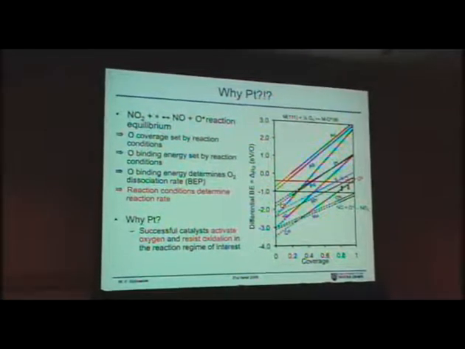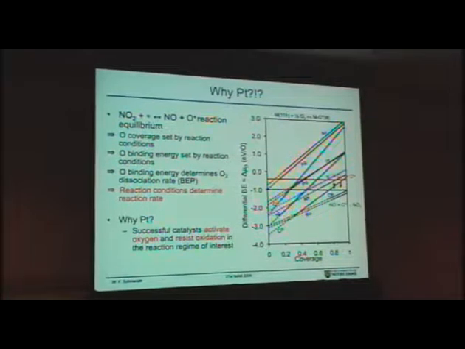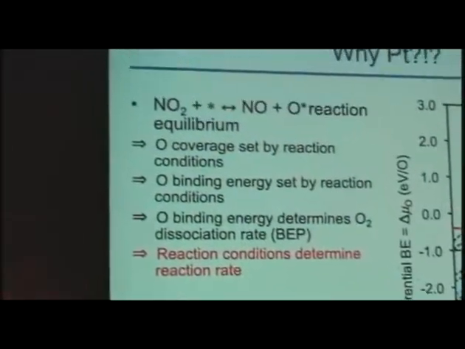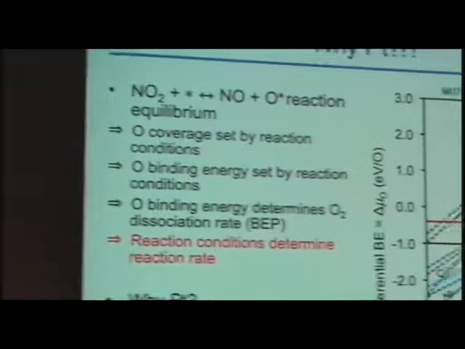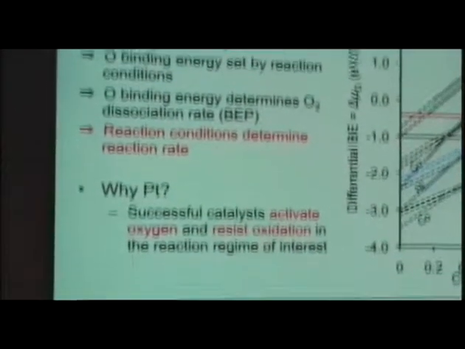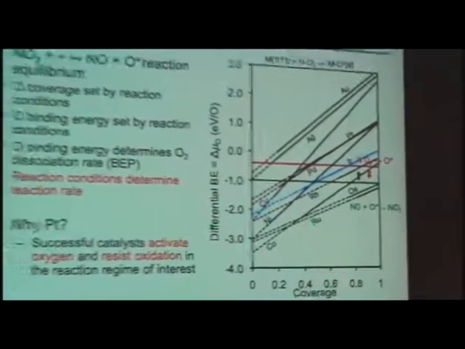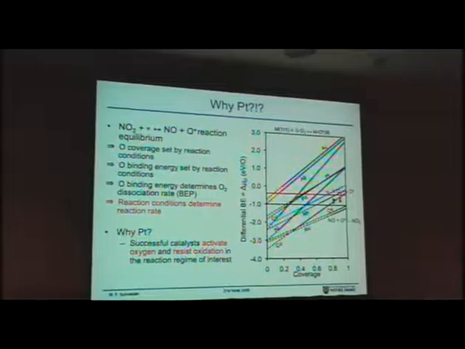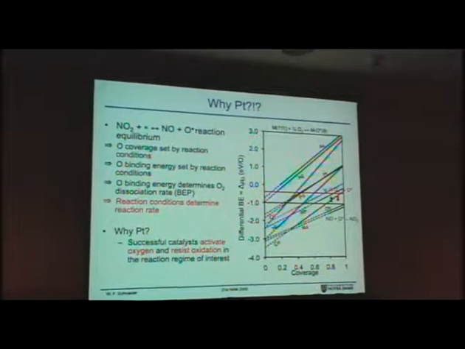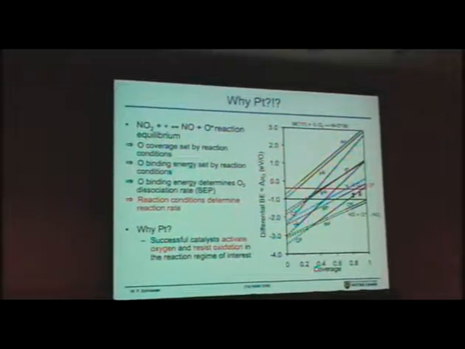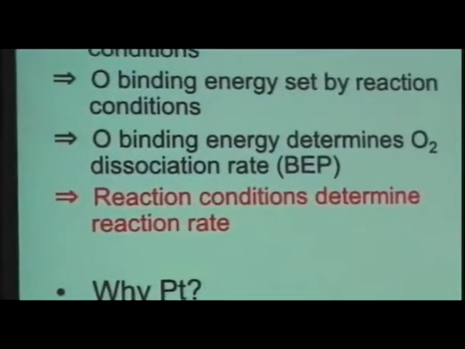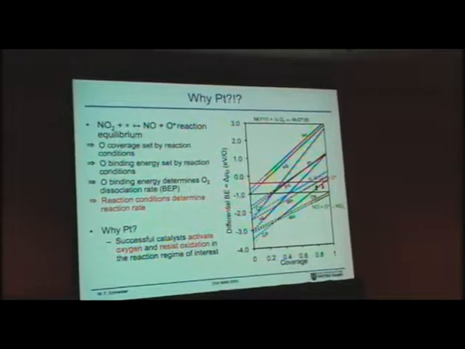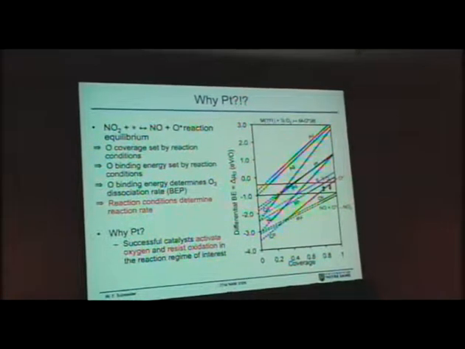But remember what I've said is that this reaction, this NO-NO2 reaction, is at equilibrium. And so once you tell me what the conversion of the reaction is, what the ratio of NO2 to NO is, you basically set a coverage and you set where I am on this horizontal axis. You set what the oxygen chemical potential is. Well, if you set the oxygen chemical potential, you set the oxygen binding energy, you set the coverage, and from this BEP relationship, this fact that the O2 dissociation rate scales with the binding energy, you set the rate of O2 dissociation. So this is an example of a reaction where the conditions determine the reaction rate. As long as I'm comparing at the same conditions, I'm always going to get essentially the same rate, modulo a little bit of difference in coverage.